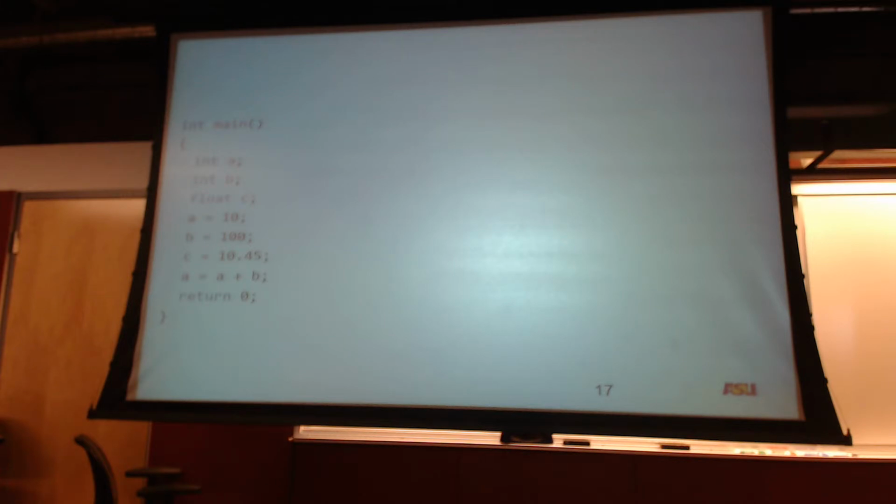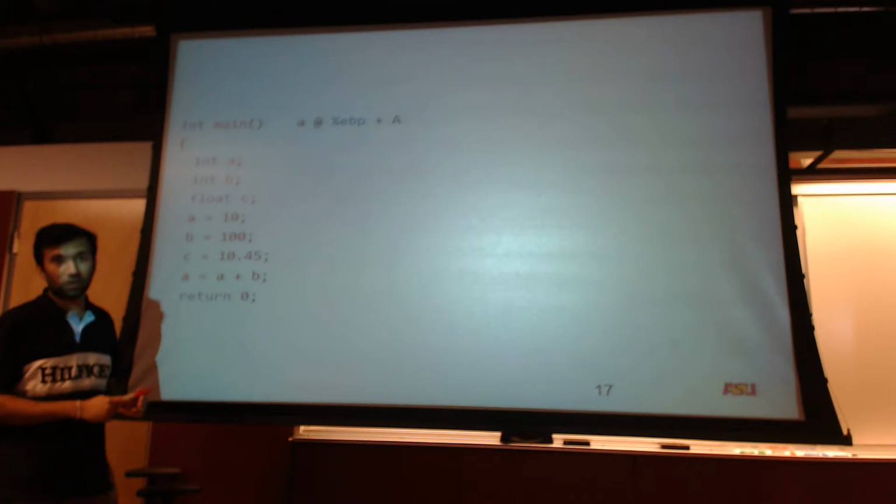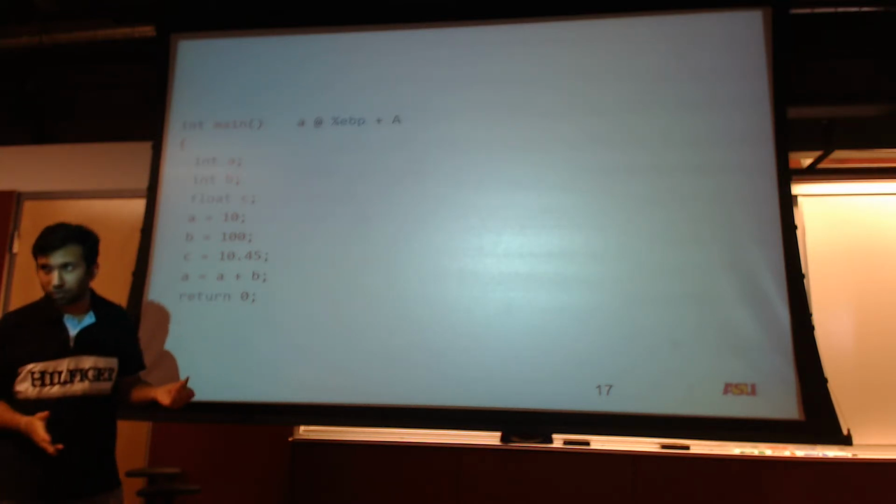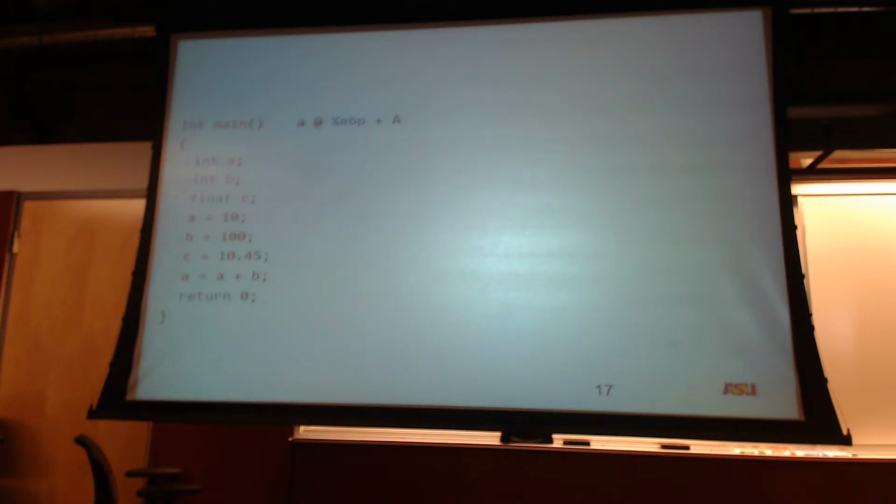Now where do you store A? Remember we said that you have a frame pointer and then you have an offset. Let's say the offset for A is capital A. So you store A, the small a local variable, at the base pointer EBP plus A. That base pointer is also the frame pointer. And where do you store B? B will also have an offset, capital B, so you store it at the base pointer plus capital B. C, similarly, you store at the base pointer plus an offset.